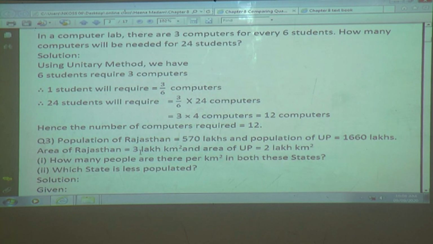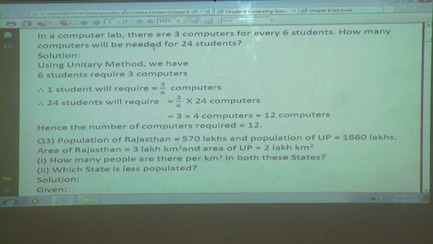So you will understand how to write the steps. In a computer lab, this is a practical situation which you might come across in daily life, or you can imagine it because it is in our daily life. In a computer lab there are 3 computers for every 6 students. How many computers will be needed for 24 students? For 3 computers, 6 students. Now we have 24 students, so how many computers will we need?